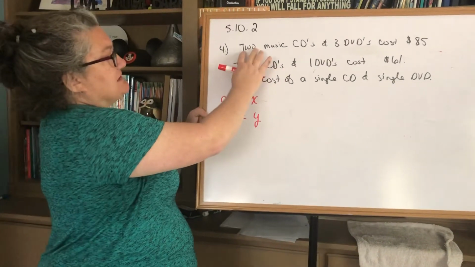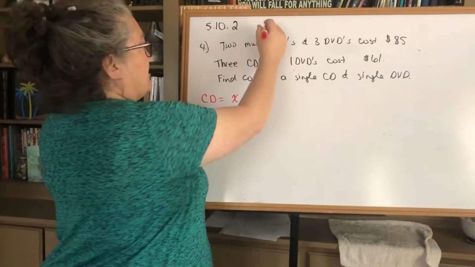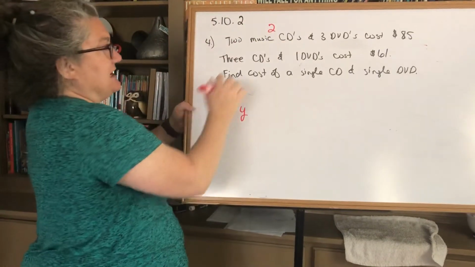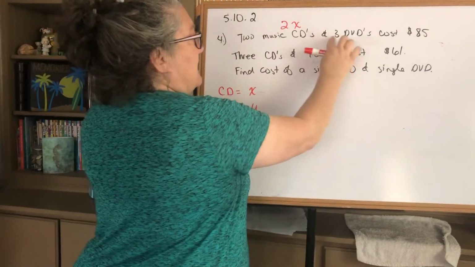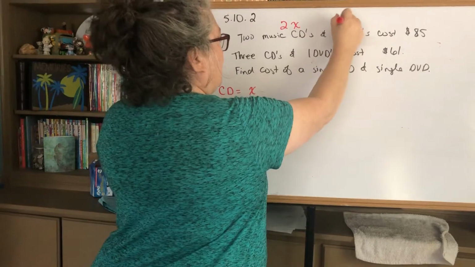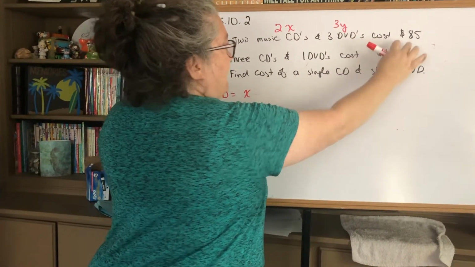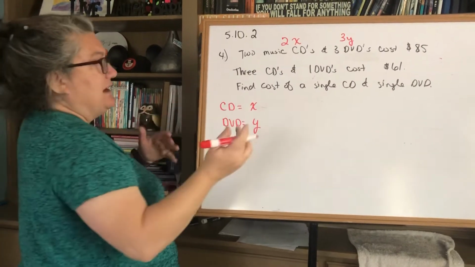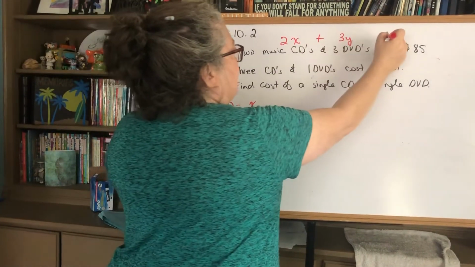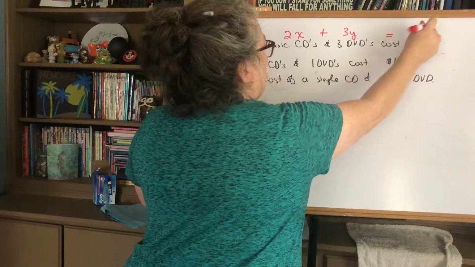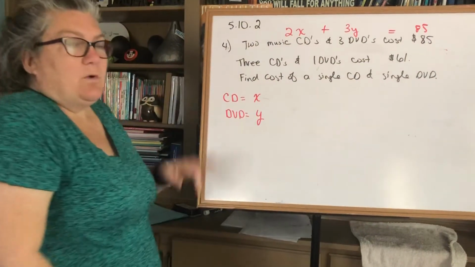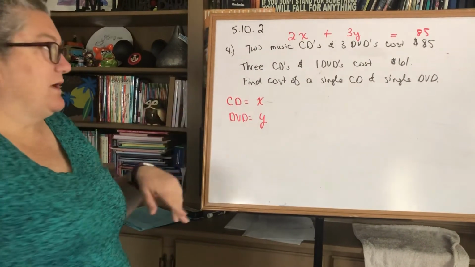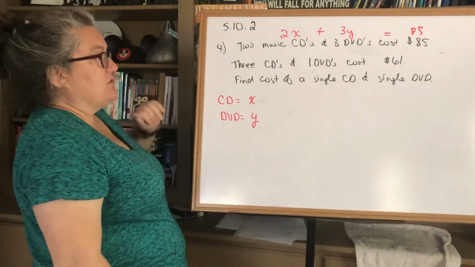So up here it says that I have 2 music CDs. So 2 CDs would be 2X and 3 DVDs would be 3Y, cost $85. Now what does that mean, cost? It means that when we add the 2 together, it's going to equal $85. So that would be a plus, and that would be equal, and that would be 85. So we have one equation. When you have 2 unknowns, you need to have 2 equations. So let's see if we can find another equation for us.